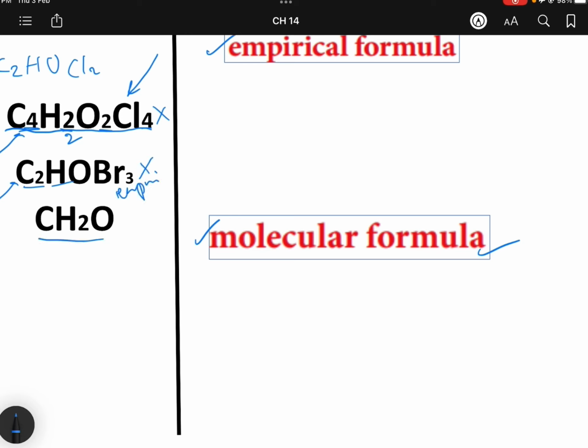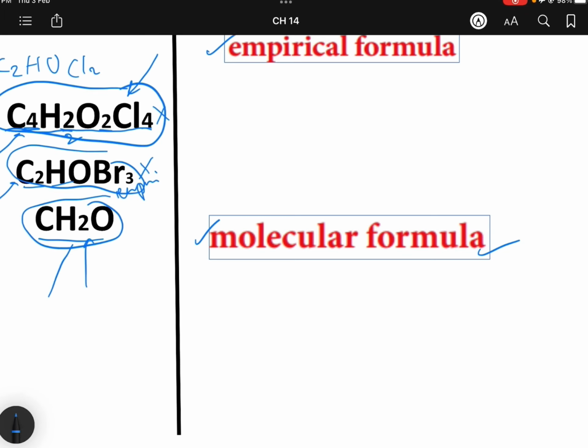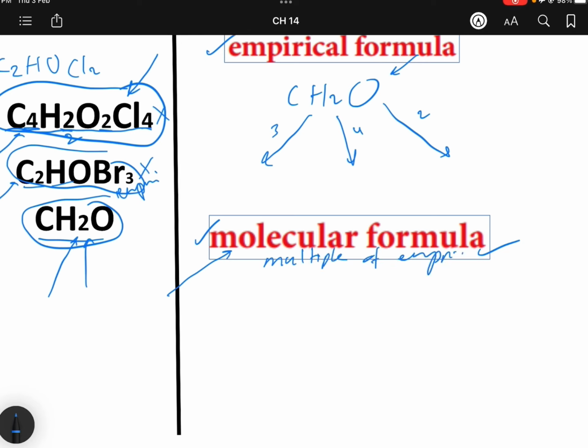What about this? Can I simplify this molecule? No. So let's take an example like CH2O, which is the empirical formula. If we multiply the CH2O with different numbers like 2, 4, let's say 3, then you will get something called the molecular formula. So the molecular formula is a multiple of empirical. If you multiply this empirical by 2, by 4, by 3, whatever the number is, it doesn't matter, then you will get the molecular formula.